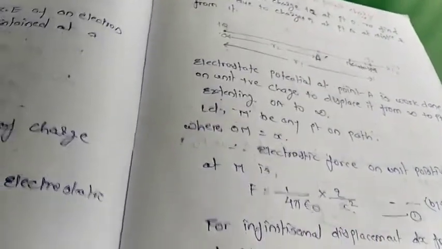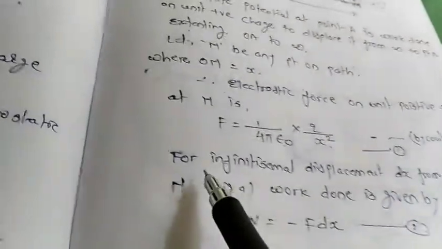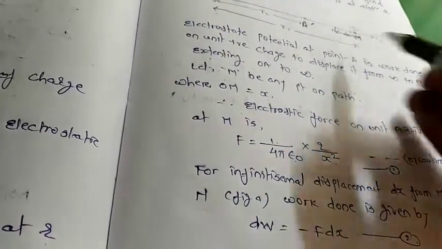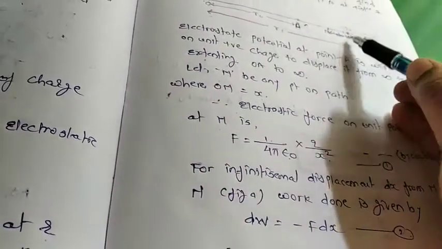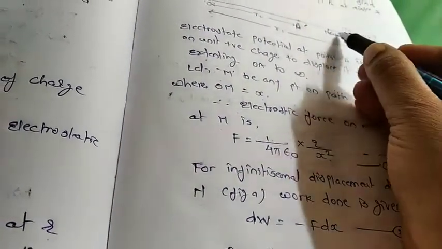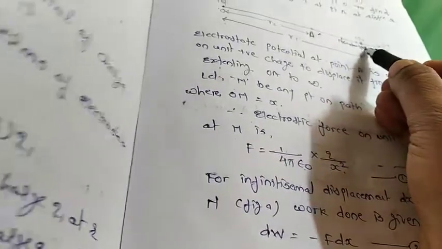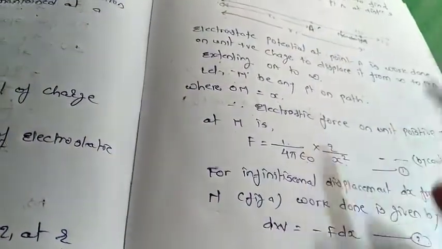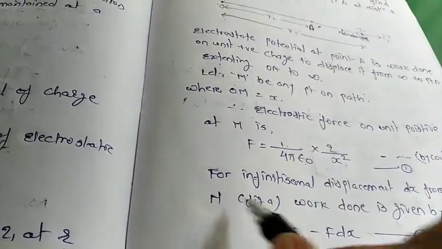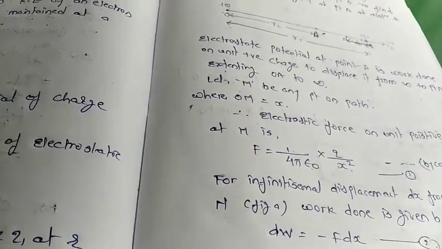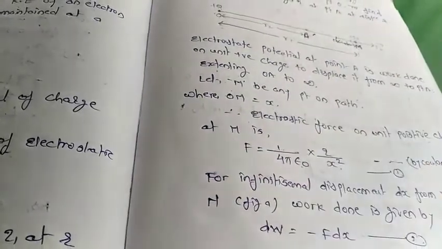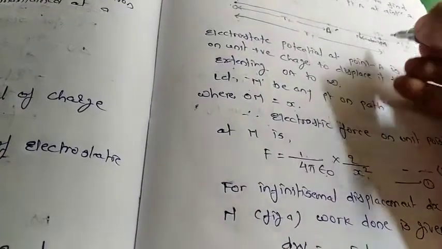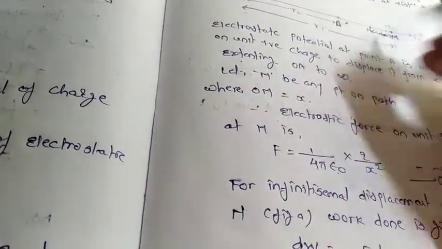This is by Coulomb's law. For an infinitesimal displacement dx from M, that is, for a small displacement from point M, we'll consider this small displacement as point M to N, that is dr. So let the small displacement from M to N be dx, I have taken dx here instead of dr.